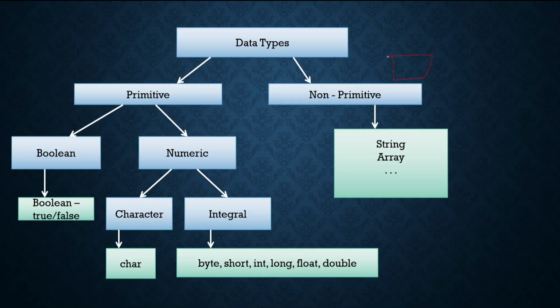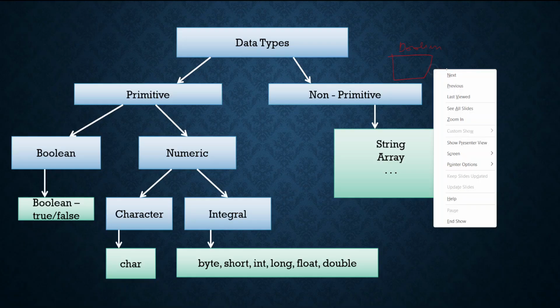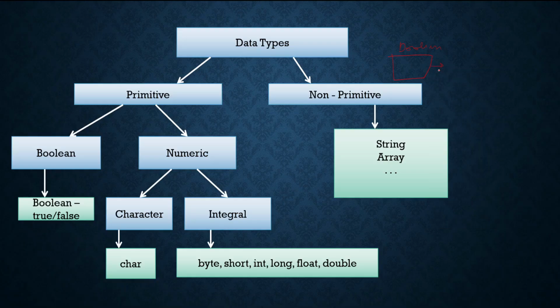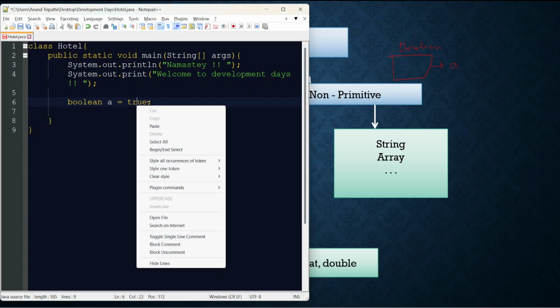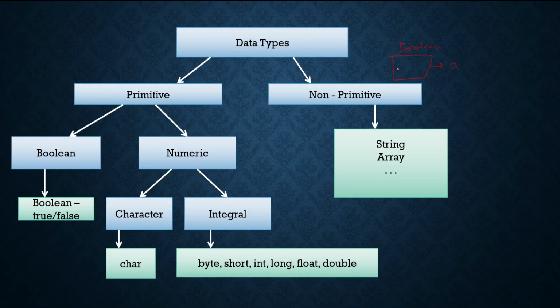Let's suppose you have created one block of boolean type. For that particular block you have to write a name as well, and the name will be a. What I have given as the name over here is a. And here, the value you are going to give is true. So what will be stored over here? True.